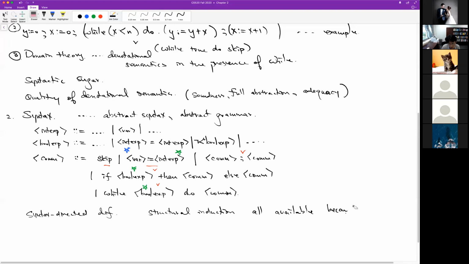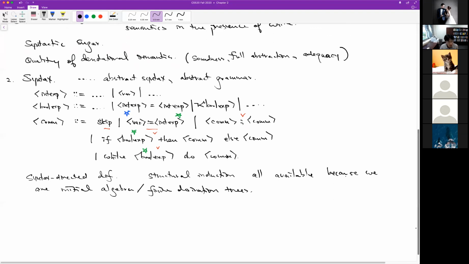Because we are using initial algebra on finite derivation trees. So, okay, that's the syntax of this language.